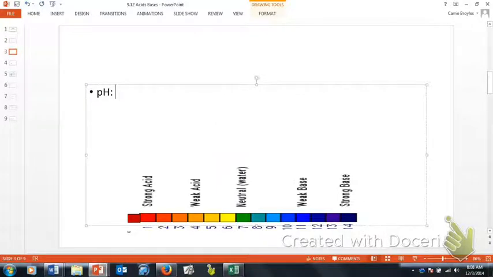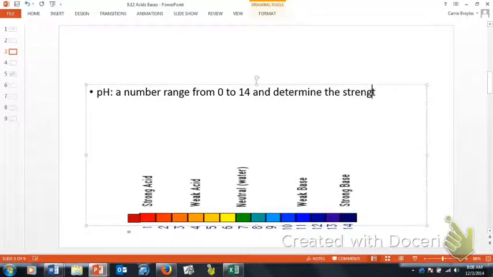Okay, so let's go ahead and talk about pH. pH is actually a specific number, and if you look at the scale down below, it is going to range from 0 to 14. And this basically is going to determine the strength or weakness in that matter. It can be really strong or it can be really weak of an acid or base. So if you look at this picture down below, remember 7 is neutral.